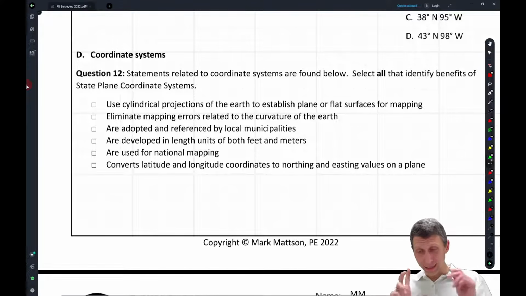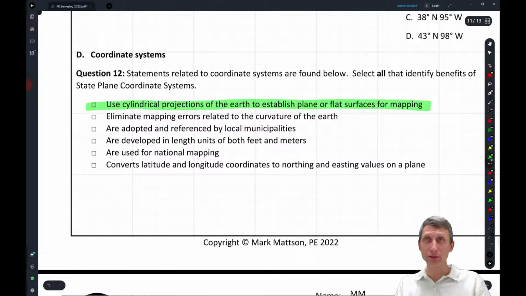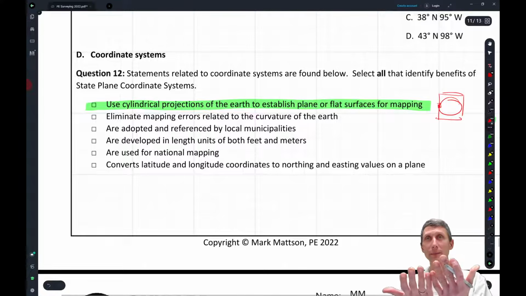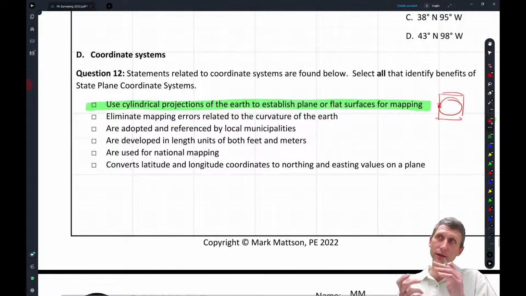The way I was explaining this, they use cylindrical projections of the Earth to establish a plane or flat surface for mapping, right? It takes the round Earth, puts this cylinder over it, and then lays just a certain little section of that cylinder flat, if that makes sense. But it's only good for a state area. You're not going to do the whole country with the same state plane coordinate system, right?